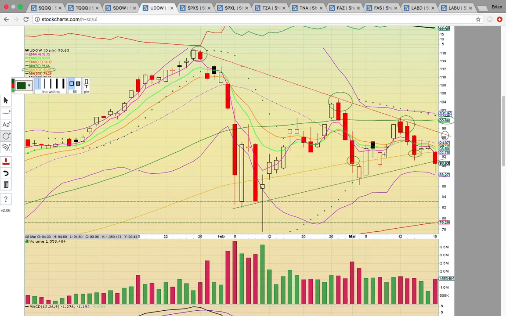If you look at the Dow Jones Industrial Average chart, it looks very similar to this, and it broke below the bottom of the symmetrical triangle pattern.